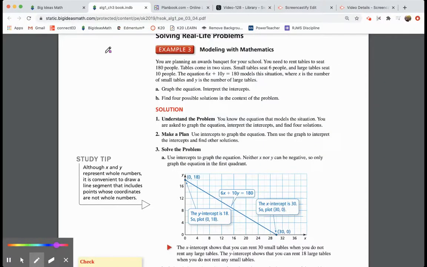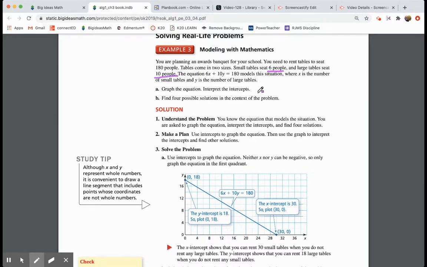So now we're going to look at example 3. So it says you are planning an awards banquet for your school. You need to rent tables to seat 180 people. Tables come in 2 different sizes. Small tables seat 6 people, and large tables seat 10 people.